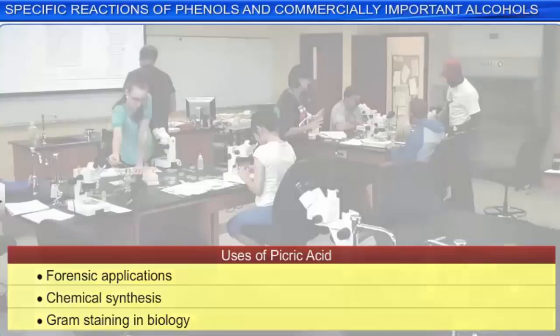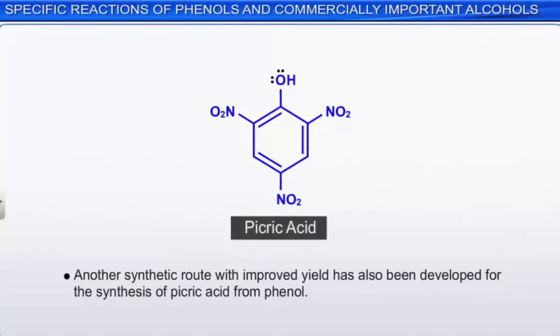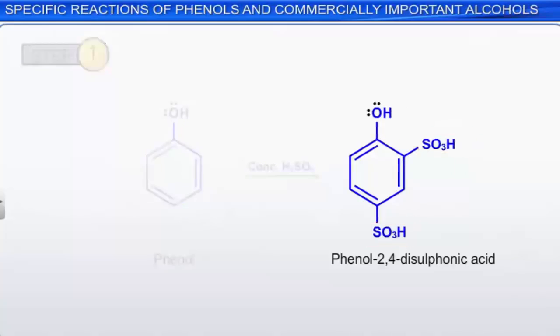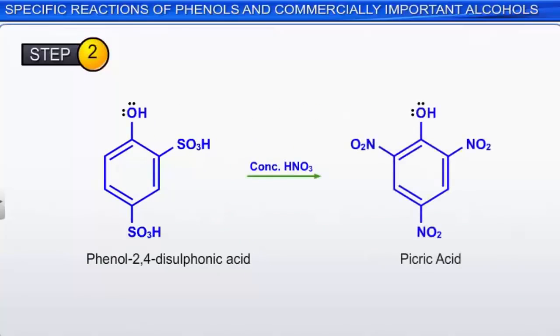Another synthetic route with improved yield has also been developed for the synthesis of picric acid from phenol. In the first step of this process, phenol is reacted with concentrated sulfuric acid to form phenol 2,4-disulfonic acid. In the second step, phenol 2,4-disulfonic acid is reacted with concentrated nitric acid to form picric acid.